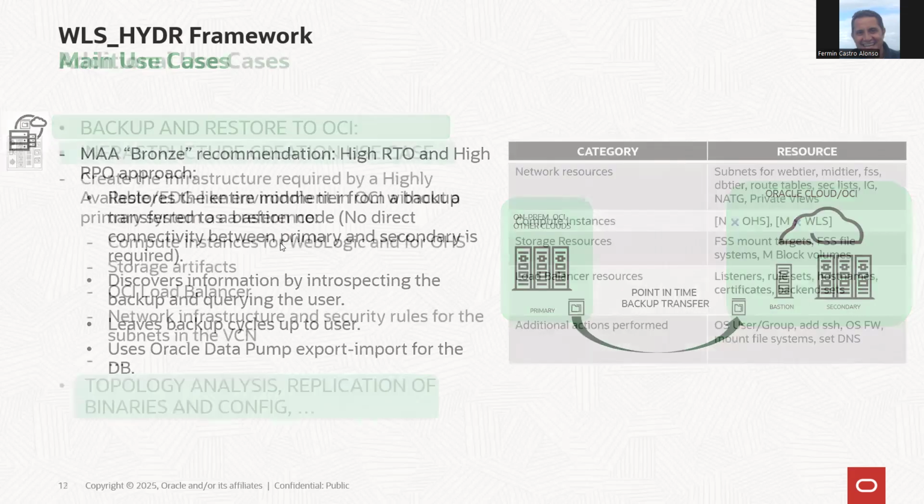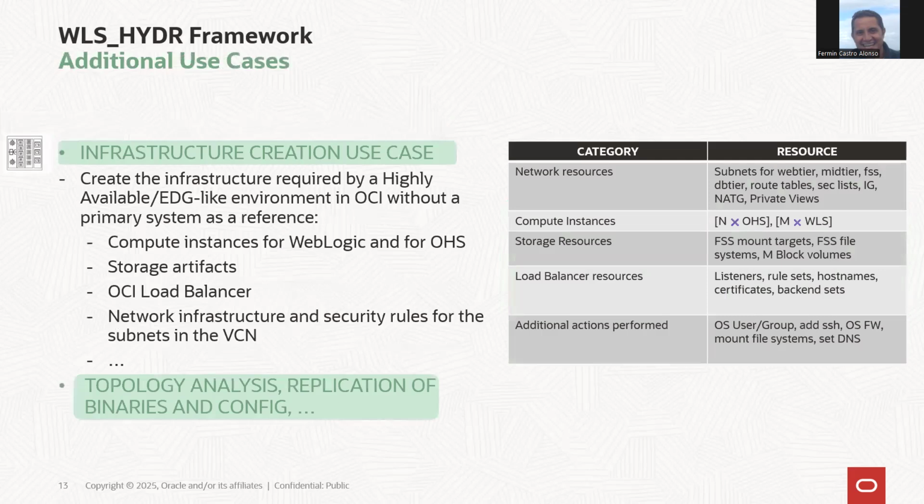On top of that, there are other use cases. As I said, since we provide this modular framework, you can use its different pieces for different aspects. One of them is analyzing just the topology that you have in primary. Another one is just replicating, using the replication model to copy whatever you feel like from the primary location to OCI. And of course, there is one part that allows you to create just the compute infrastructure, the storage infrastructure, and the load balancer infrastructure.